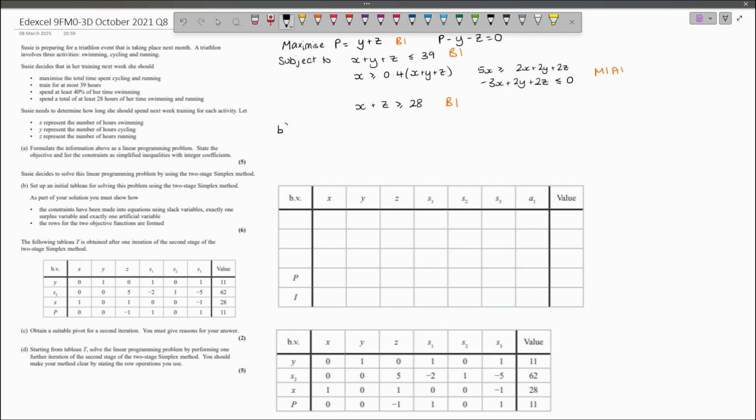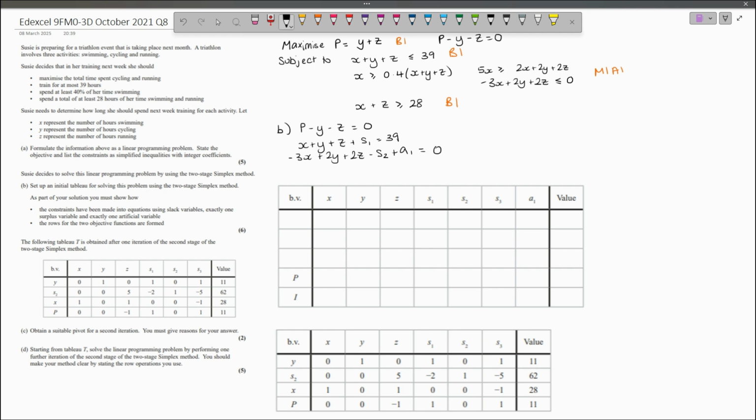So, part B, we have P subtract y subtract z is equal to 0. We're going to have x plus y plus z plus a slack variable S1 is equal to 39. We're going to have negative 3x plus 2y plus 2z, subtract a surplus variable S2 plus an artificial variable A1 is equal to 0.